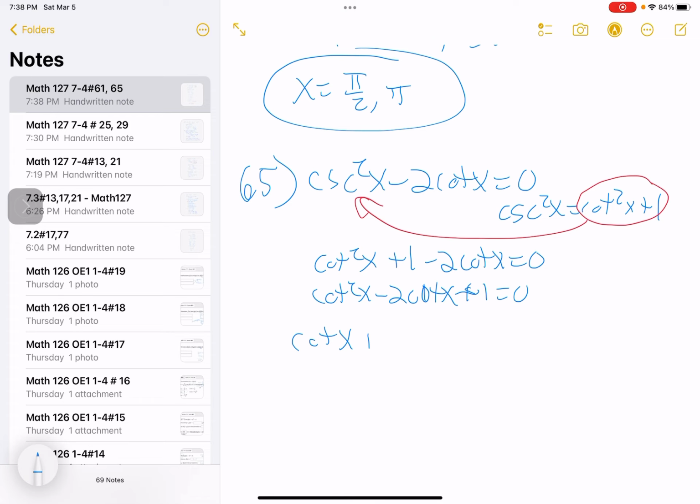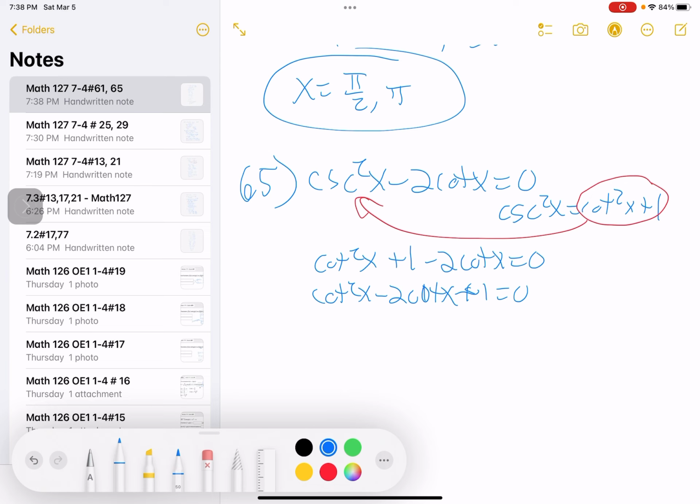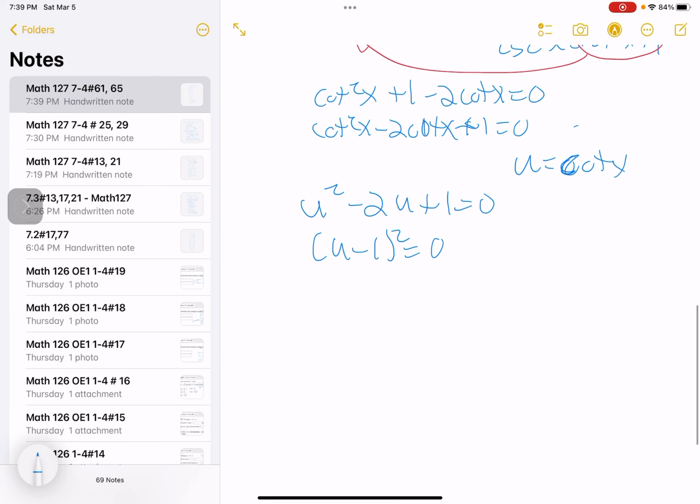I guess I'll do a u substitution. I mean, I can see where this is going, but I probably should help people to see this better. If I said u equals cotangent x, then it's u squared minus 2u plus 1 equals 0. So now you're saying, oh, I see it. That makes sense. That's a u minus 1 squared. That's a perfect square trinomial. So u minus 1 equals 0, u equals 1. And what was u? Cotangent of x.